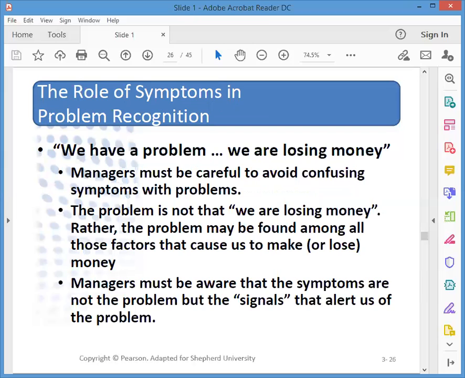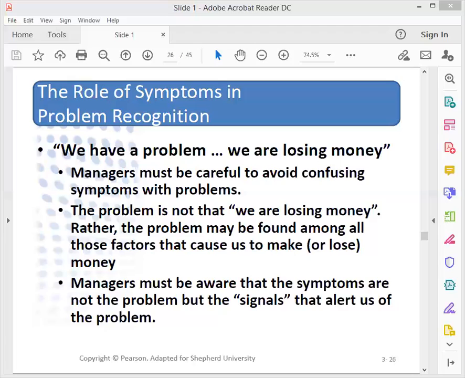So, the role of symptoms. Managers must be careful to avoid confusing symptoms with problems. The problem is going to be found among all the factors that cause us to have these symptoms. Symptoms are not the problem, but the signals that alert us to a problem.